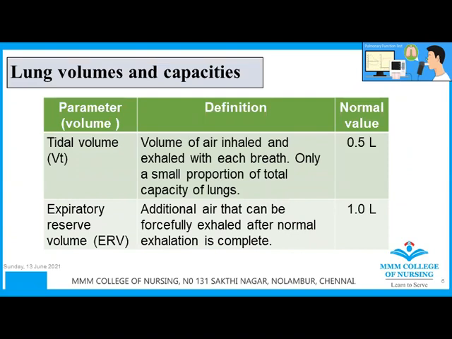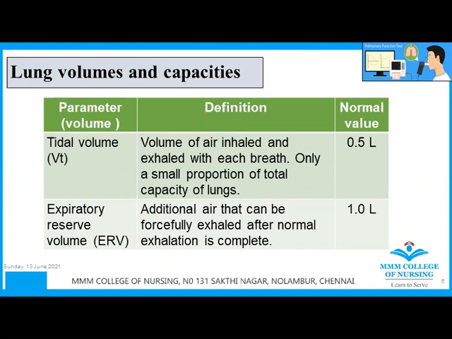When respiratory function needs to be assessed, two parameters need to be taken into consideration with respect to lung, that is lung volumes and lung capacities. In relation to lung, there are four lung volumes. First one is tidal volume. It is denoted as VT. It is defined as the volume of air inhaled and exhaled with each breath. Only a small proportion of total capacity of the lung is considered as the tidal volume. The normal value is 0.5 liters or 500 ml.